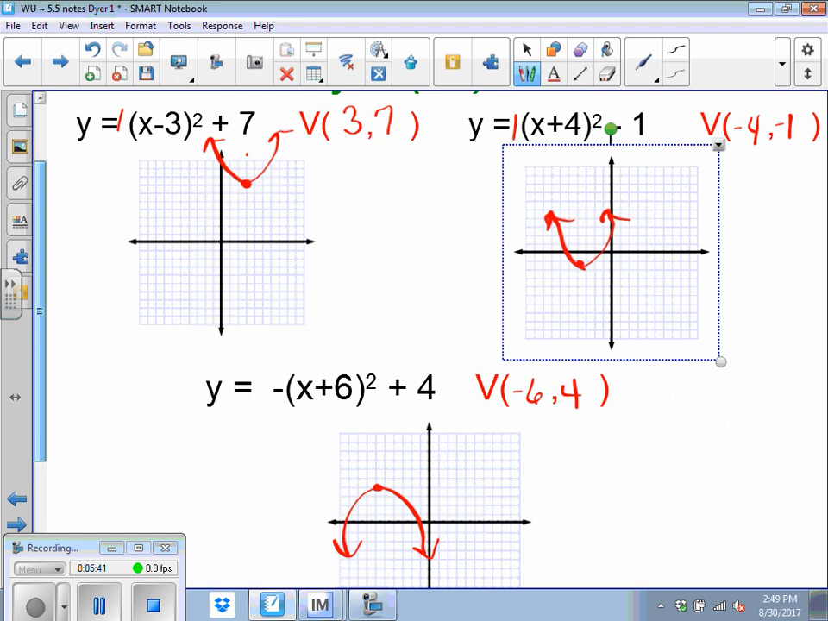What about this one? Two real solutions, right? And what about this one? Two real solutions. Because both of those other ones cross the x-axis in two places. Okay?